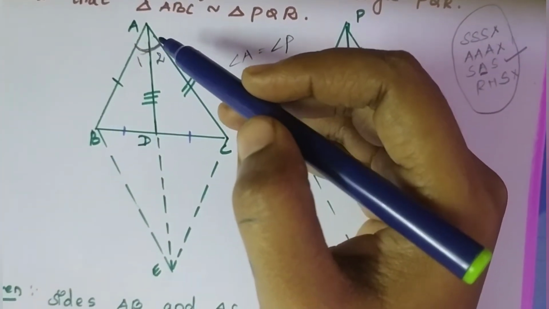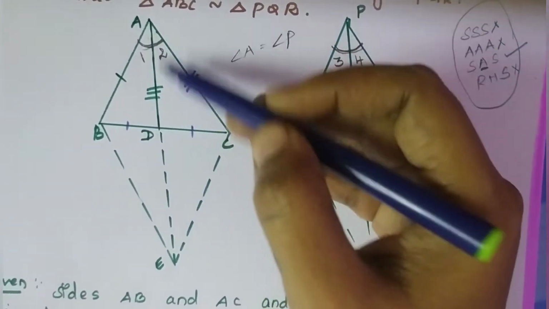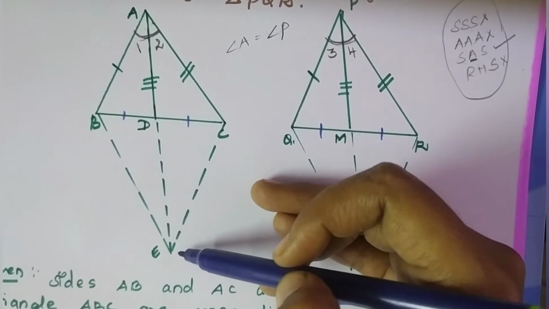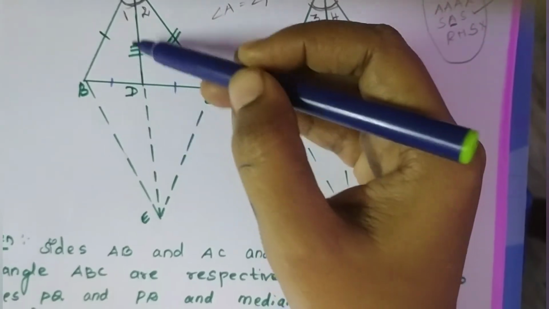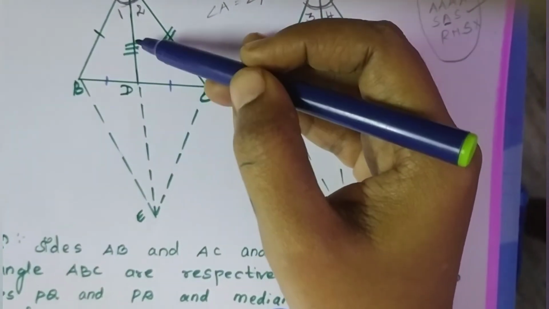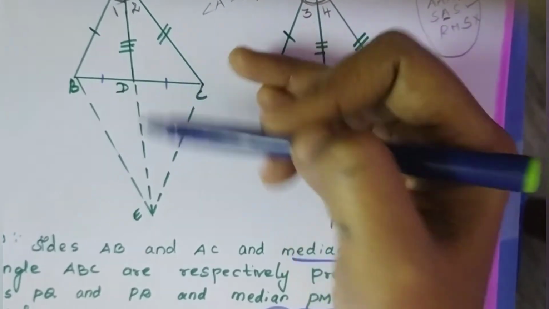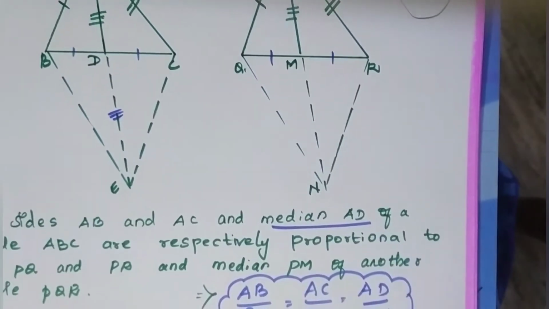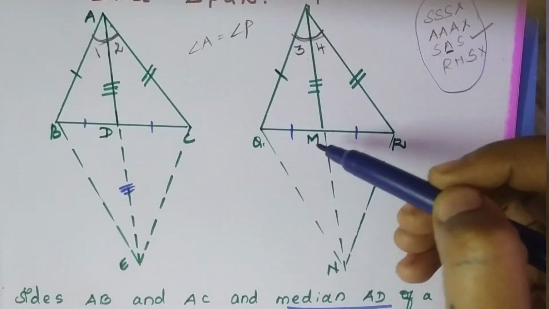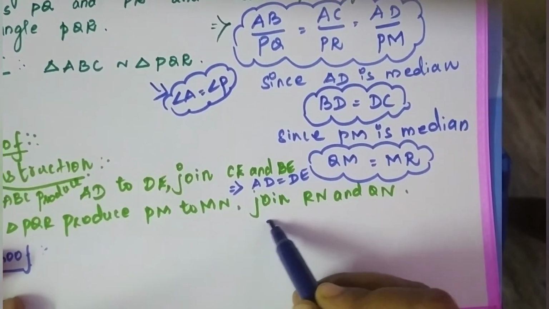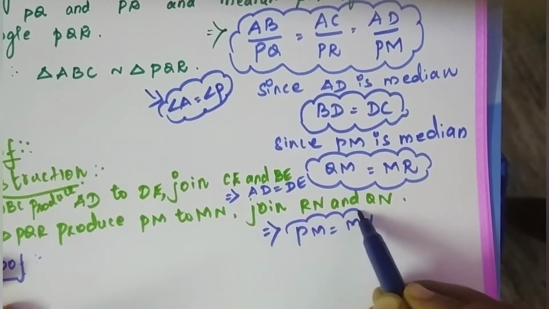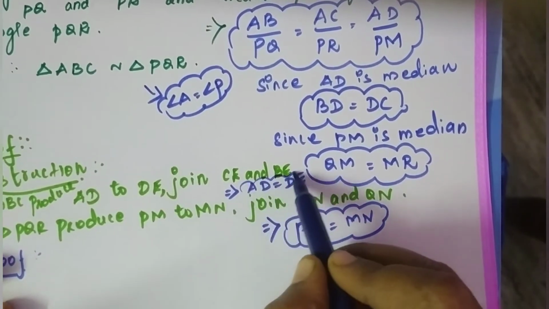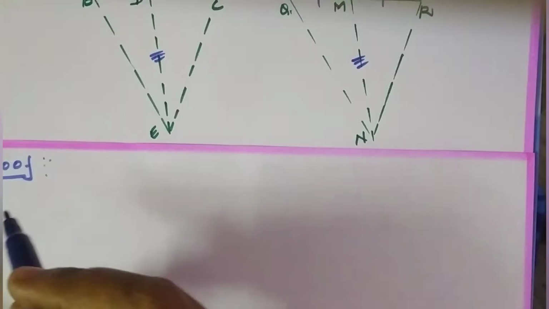So in the construction we produced AD to ED and joined BE and CE. These two line sides are equal, so we can tell that AD is equal to DE, and here also PM is equal to MN. From this construction I can conclude this, and from this one PM is equal to MN. That is equal. Clear?